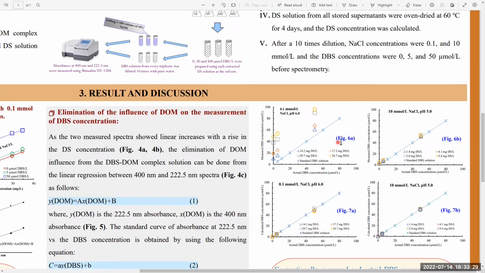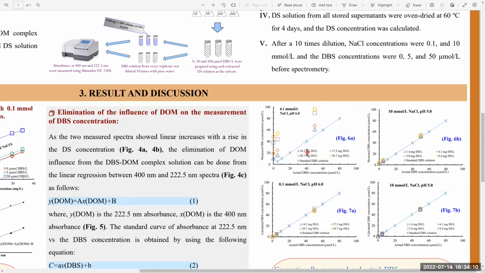In figures 6 and 7, we will show you the results. Figures 6a and 6b show the relationship between the actual DVS concentration we added to the solution and the conventionally measured DVS concentration that we found. 6b is for the 10 millimole per liter sodium chloride condition, and 6a is for the 0.1 millimole per liter sodium chloride condition. So in figure 6a, we see this blue dotted line is the standard DVS line.